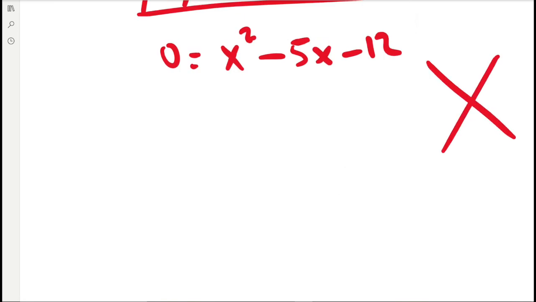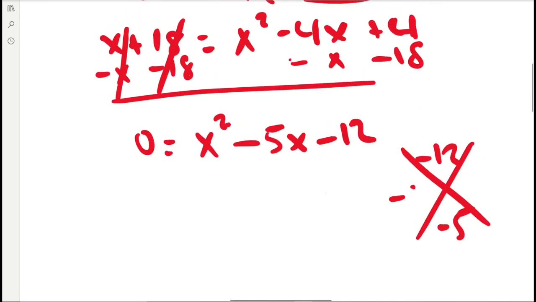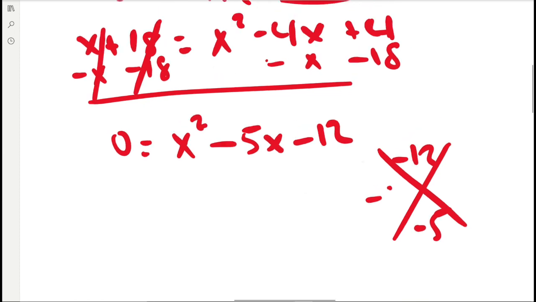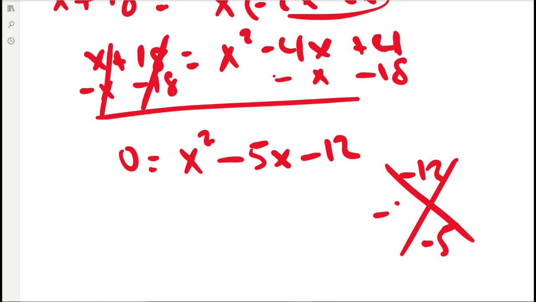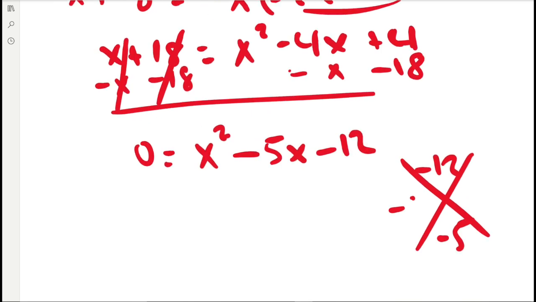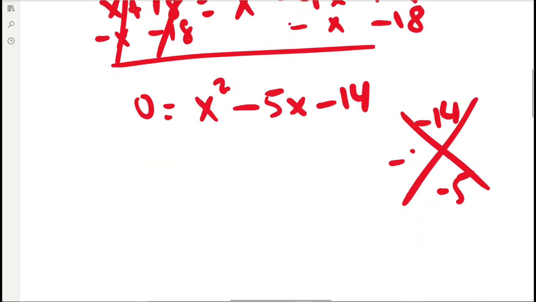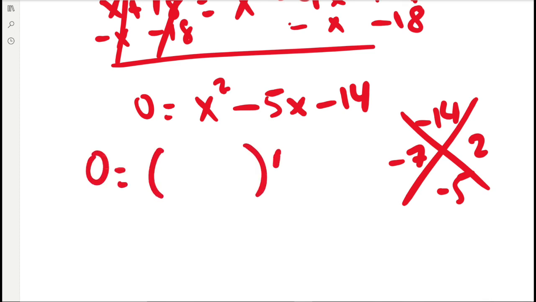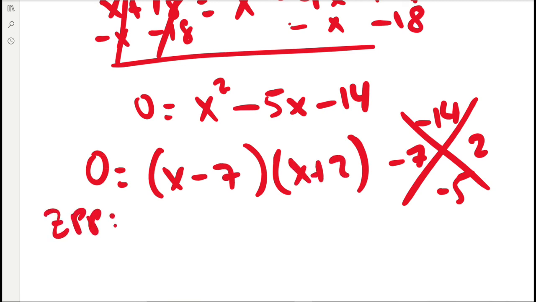Then I'm going to factor that, negative 12 on top, negative 5 on the bottom, which is going to be negative, let's see, oh, oops, this should be 14 minus 18 is negative 14, not a negative 12. It should be a negative 14. So this is going to be negative 14, and it has to add to negative 5, which would be negative 7 and positive 2. Apologize for that mistake there. So now we can factor, double parentheses, we get x minus 7, x plus 2, use the zero product property. So that'll be x equals 7, x equals negative 2.